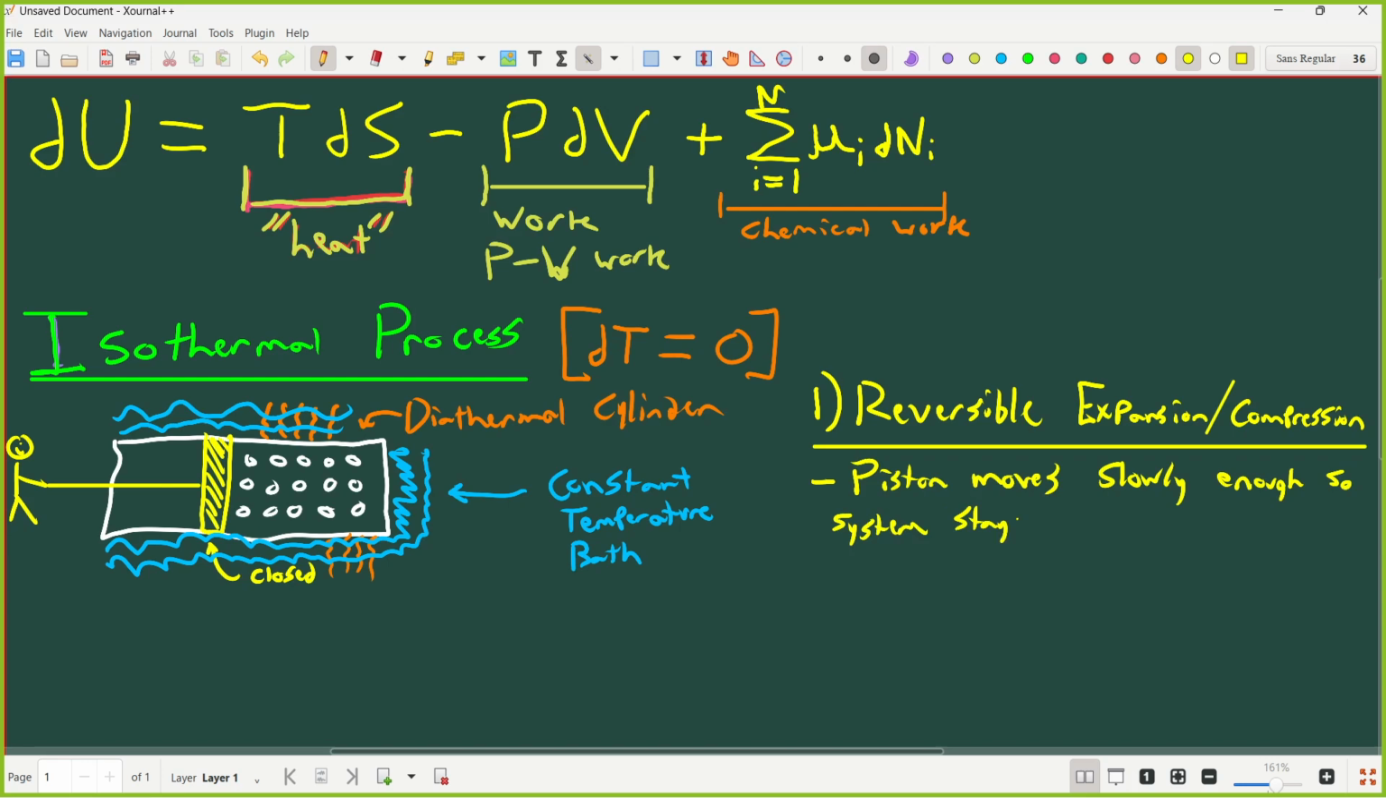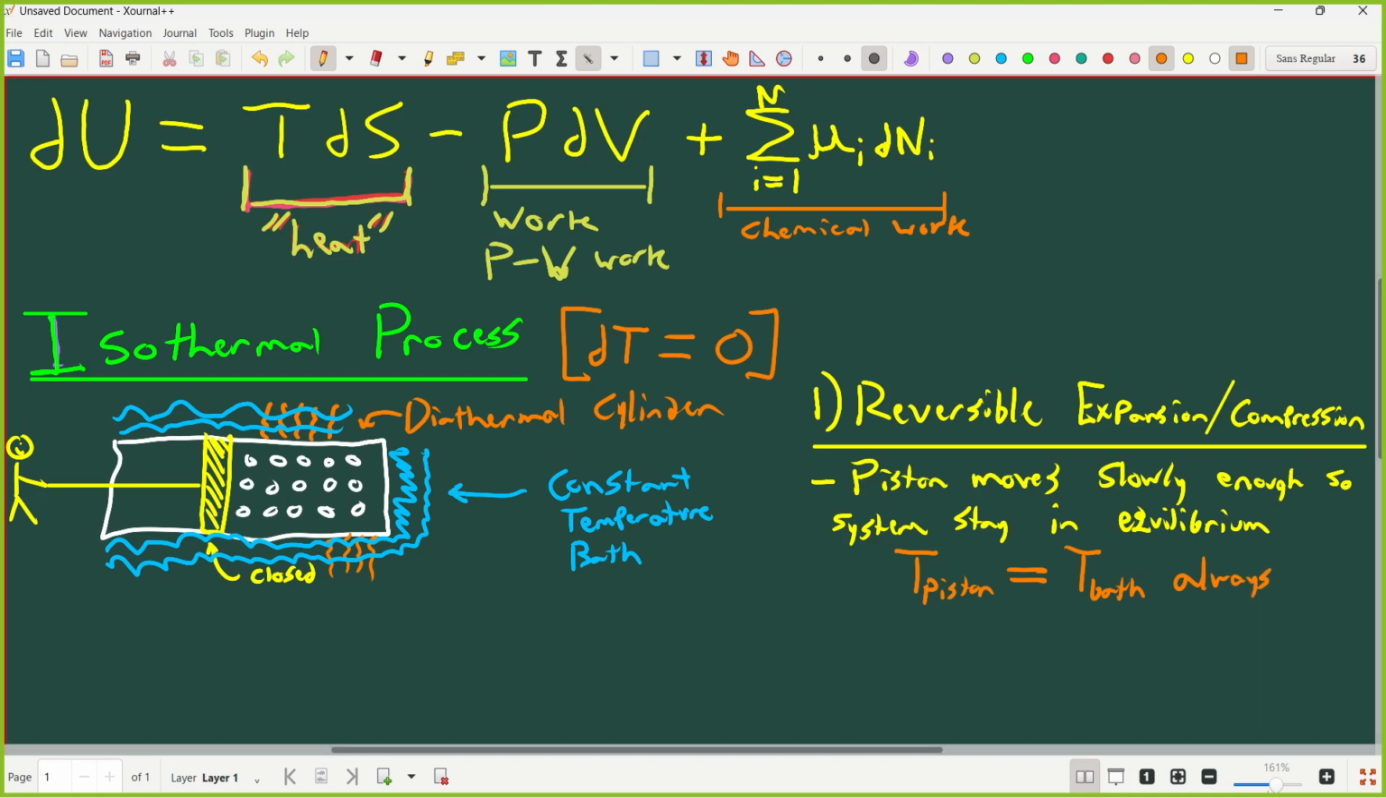And what does it mean to stay in equilibrium? It means that the temperature inside the piston is always the same as the temperature outside the piston. The consequence here is that the temperature of the piston is always the same as the temperature of the bath. Okay. We'll consider when he doesn't do it reversibly, when he just jams it shut, what happens? We'll look at that graphically and think about it intuitively as well.